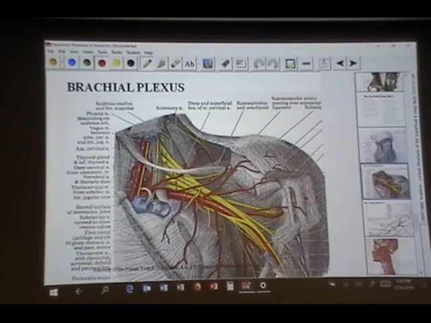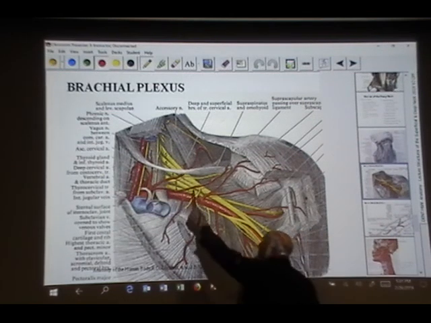A lot of authors describe them as roots. The problem I have with that is that by definition a root is only one entity. It's either motor or sensory. Rami are basically spinal nerves that are mixed. Okay?